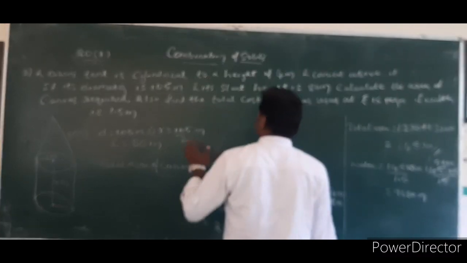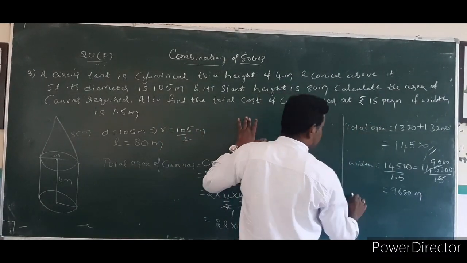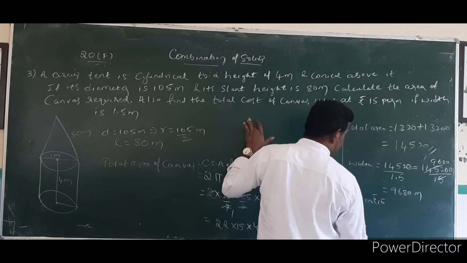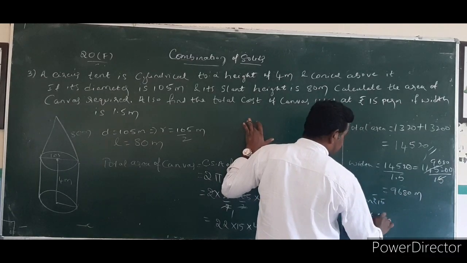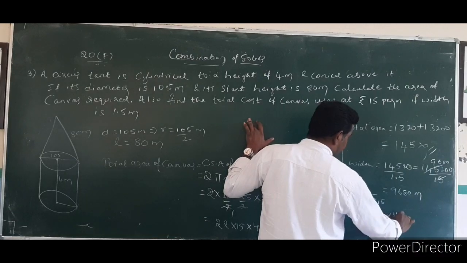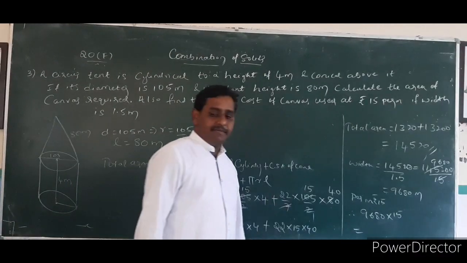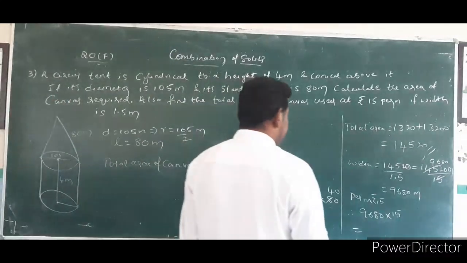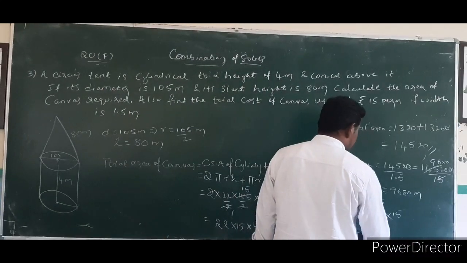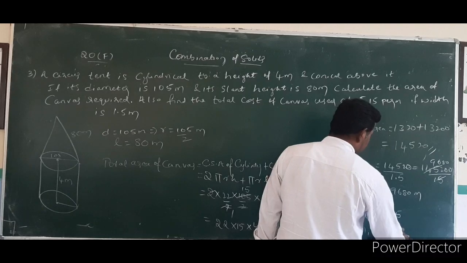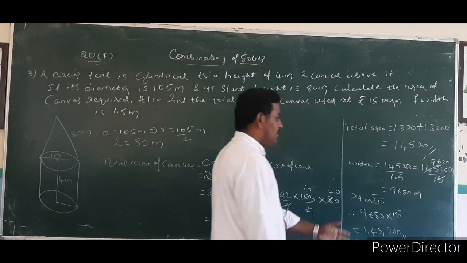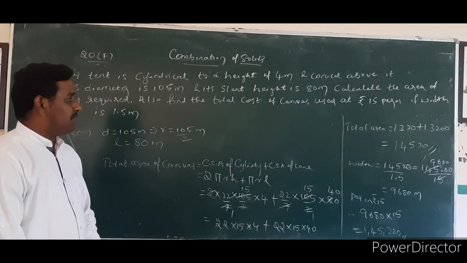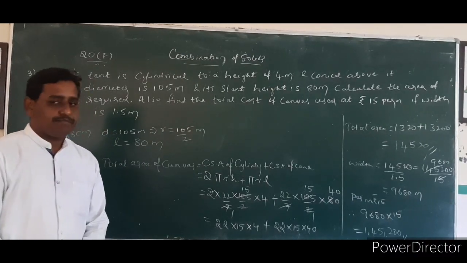So per meter how much cost? They have given 15 rupees per meter. Therefore 9680 into 15, if you multiply, you will get 1,45,200 rupees. So like this we are going to solve this problem.